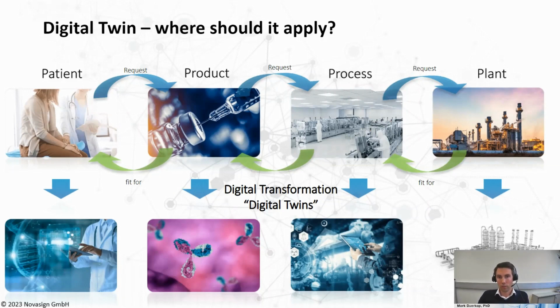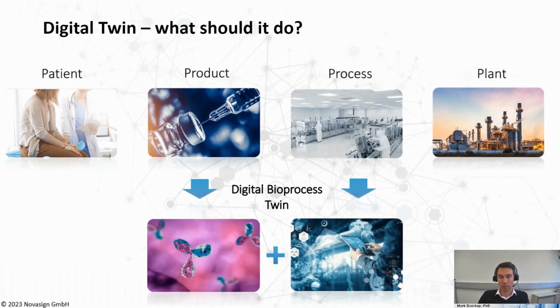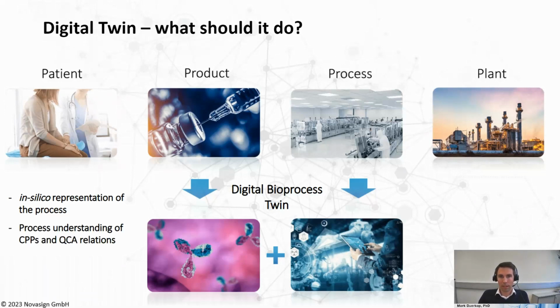Now, in order to talk about digital bioprocess or digital twins for bioprocessing, I consider this to be in the interface between the process and the product. So basically what we want to create is a digital representation of the interface between the process and the product. So now what should this thing do? It should basically be an in silico representation, as I already said, of exactly this process and product dependency.